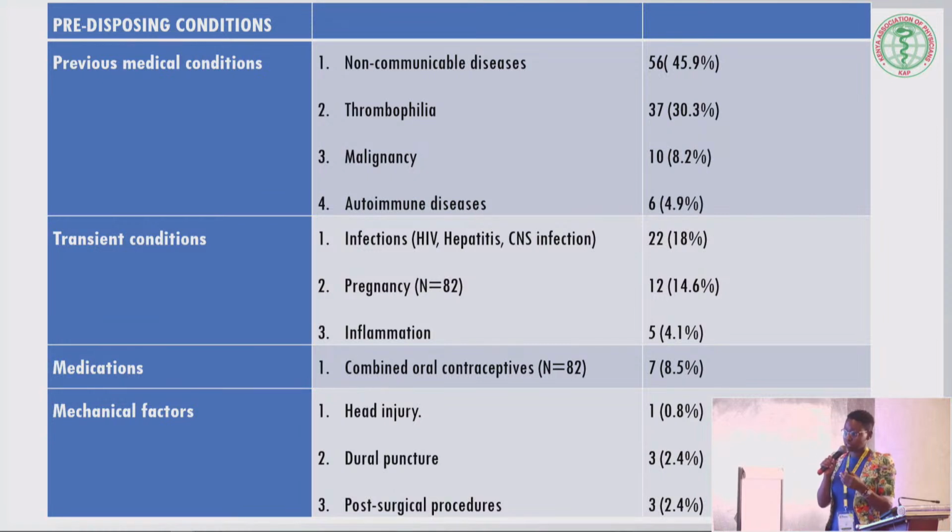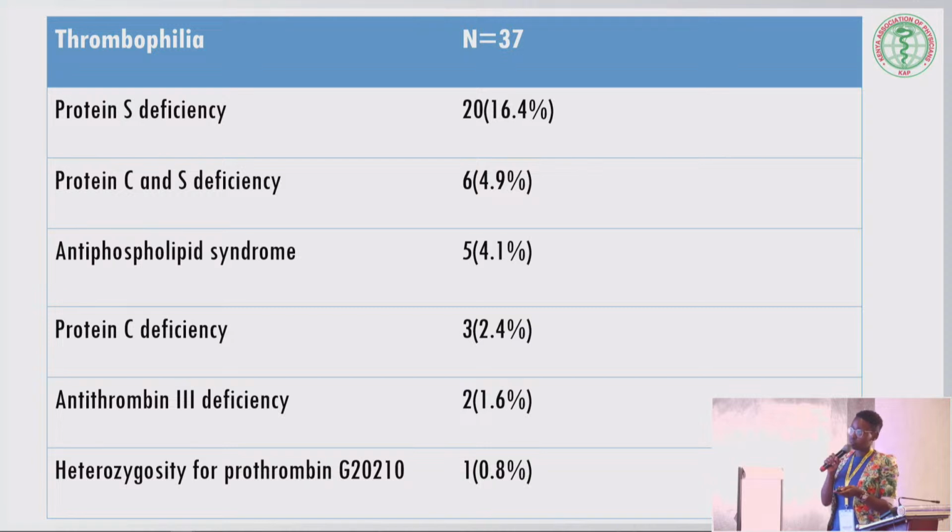I'll show for women, because this is interesting and important, as it's a disease common in females. For pregnancy, we had 14.6%; this is pregnancy, postpartum, and related complications. Of the combined pills, we only had 8.5%, which is significantly different from the data that was provided. When you look at the breakdown of the thrombophilias, the commonest in our setting was protein S deficiency. We even had a patient with heterozygosity for prothrombin G20210A.